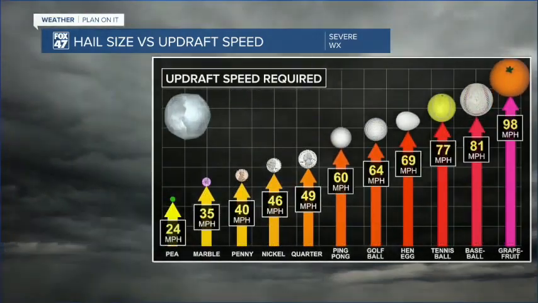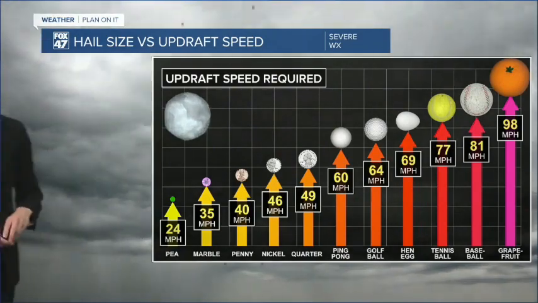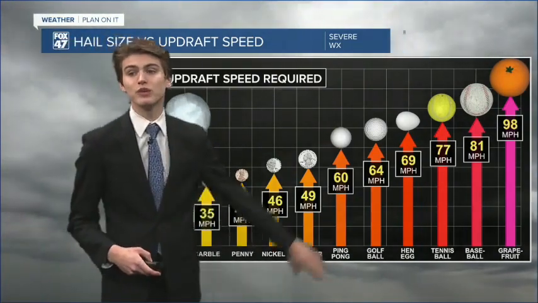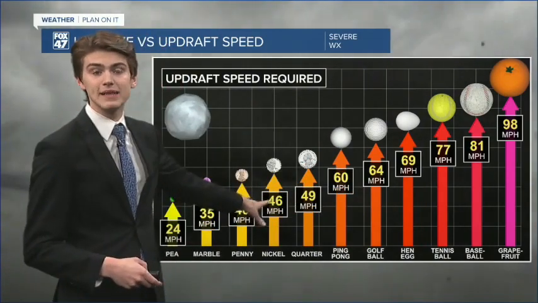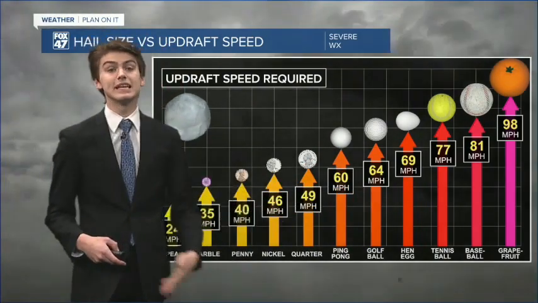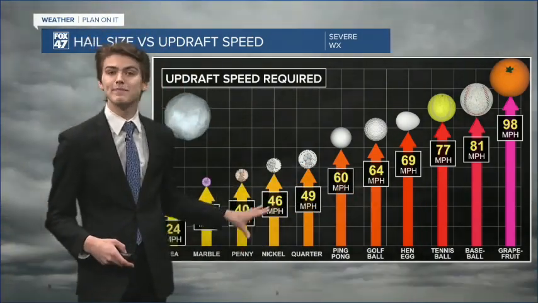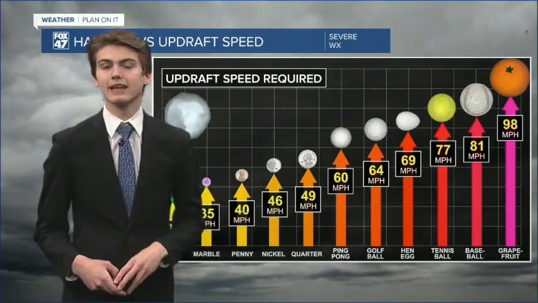And we can see that here in our diagram. We're up at 98 miles per hour. You could get up to grapefruit-sized hail. And hail is definitely something that you can't really expect until it is happening. So even if it's small, it's best to be staying inside. Again, if you hear thunder roar, head indoors.